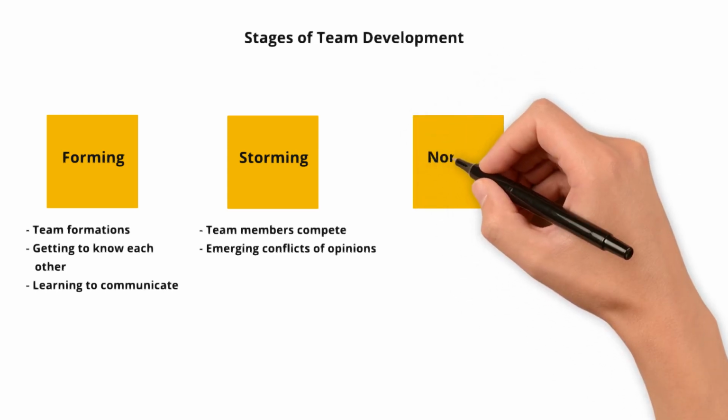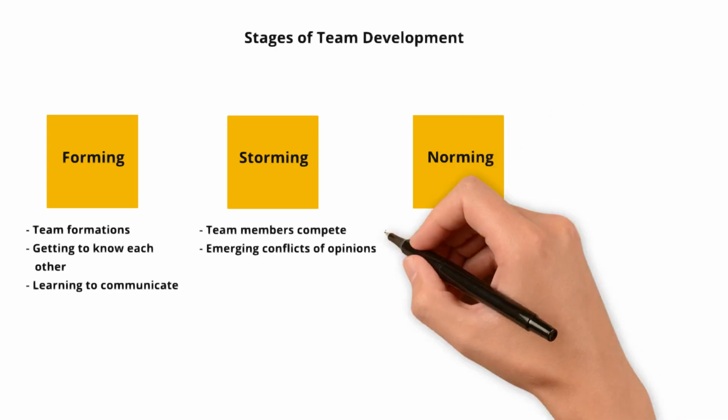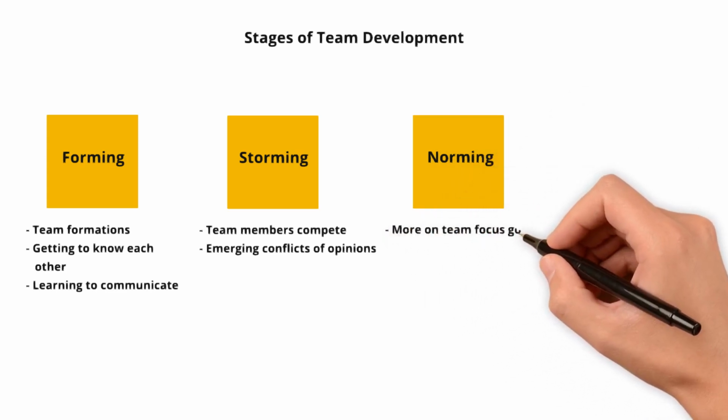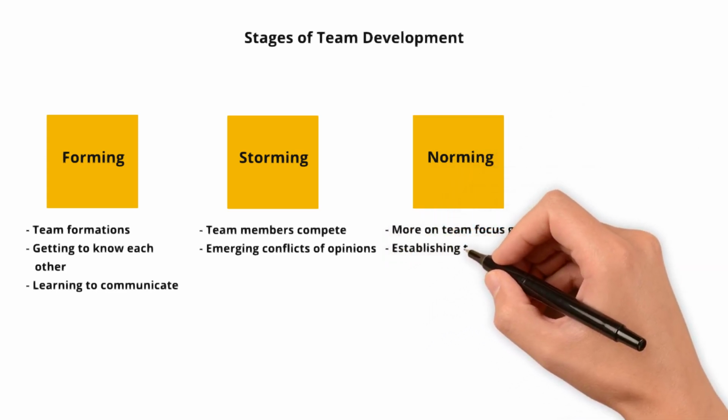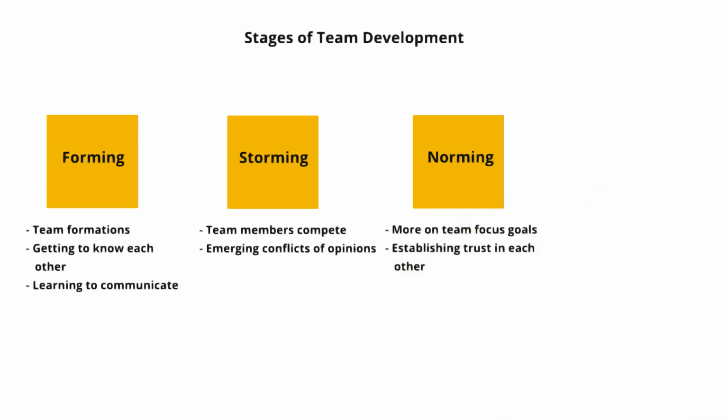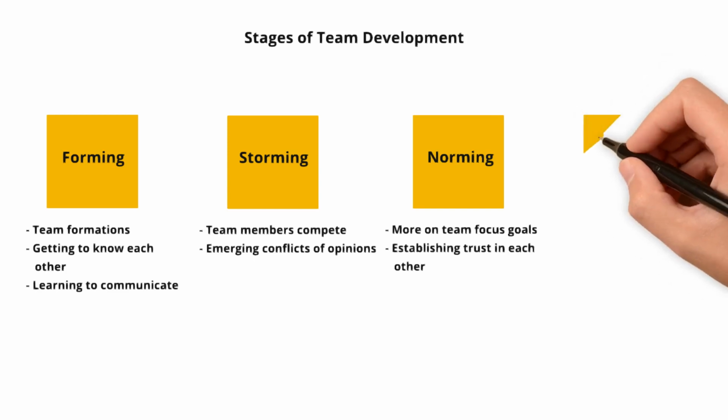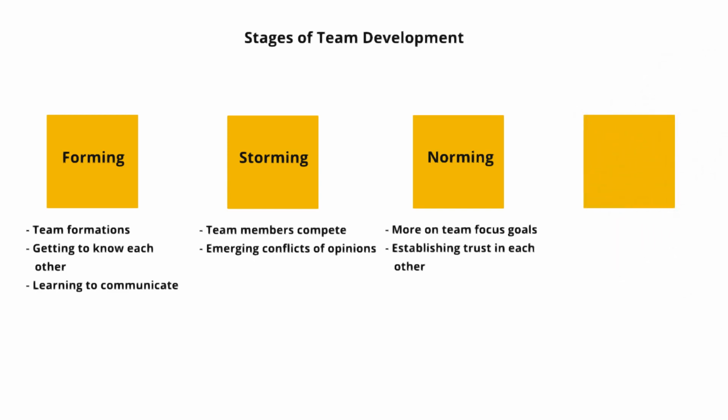The next part is norming. This is when team members have less focus on their individual goals and they start to trust each other more and seek out decisions from team members. As a manager, you want to step back from the team and show trust in the team members' decisions. Let them make their mistakes and let them figure out the processes and principles and the best ways to work.